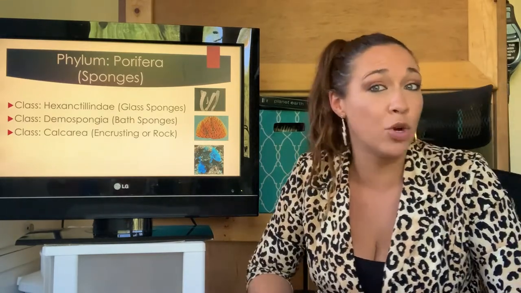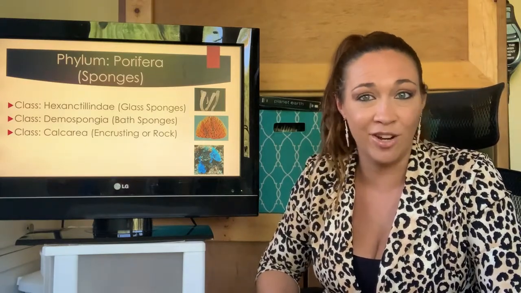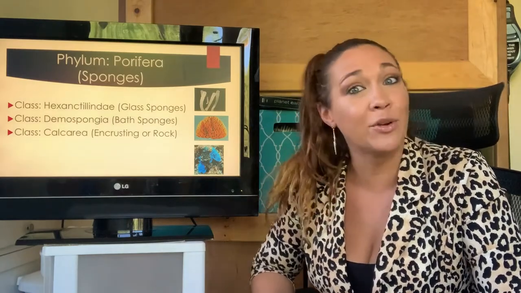All right. And finally, the class Calcarea. This is your encrusting rock sponges. If you go to the intertidal here and you see something that's kind of encrusting and growing on the rock, it's probably a rock sponge. So you're like, I didn't even know we had sponges out here. We do.